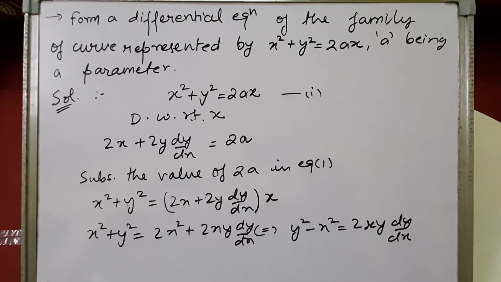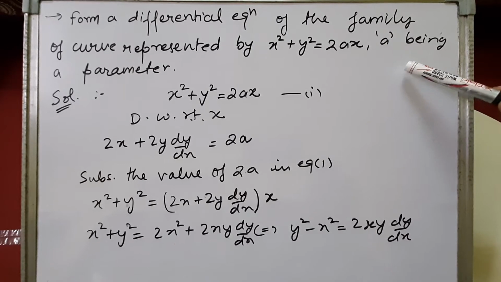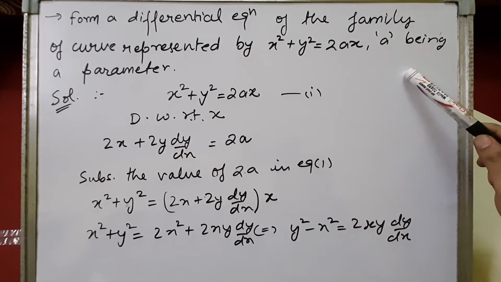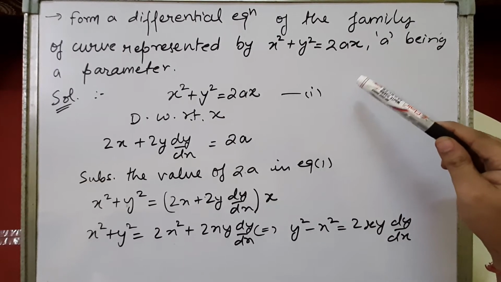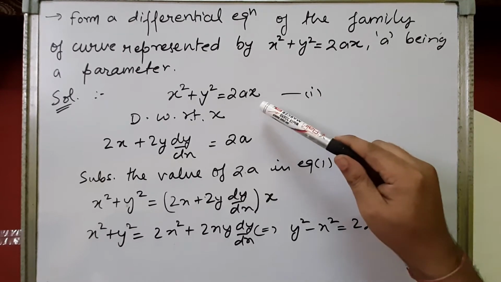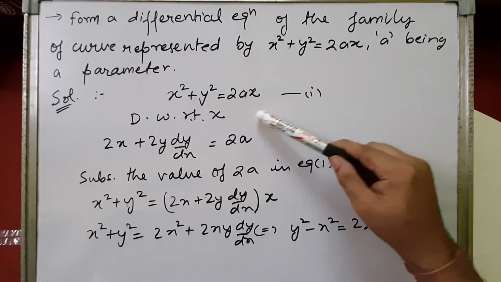Let's see this sum, children. In this sum, it is given: form a differential equation of the family of curves represented by x square plus y square equals 2ax, where a is a parameter. So we have to form a differential equation of this family of curves. Let's say x square plus y square equals 2ax is the first equation.